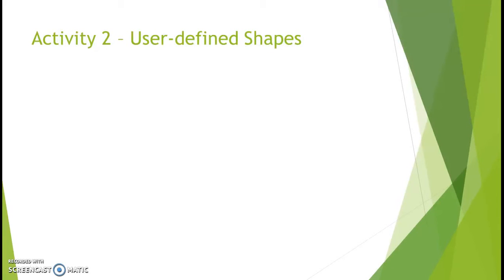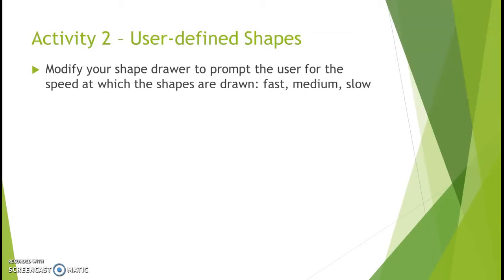Okay, so what's your activity then? I'd like you to kind of mimic what I just did. Modify your shape drawer to prompt the user for the speed at which the shapes are drawn, and then draw your shape system either fast, medium, or slow. And it's key, I want you to understand, you're not writing out the code 3 times. You're not calling 3 different sets of code. Rather, you're using the same set of code with a given argument.